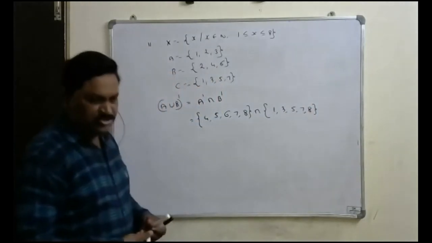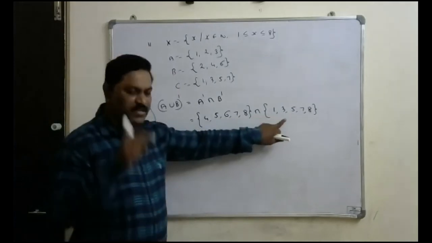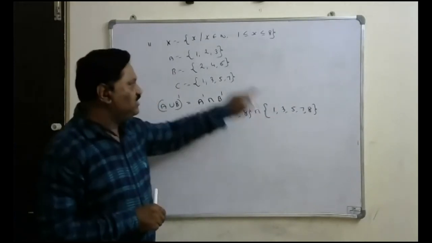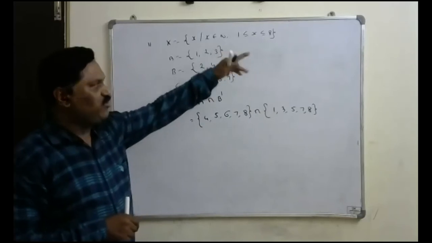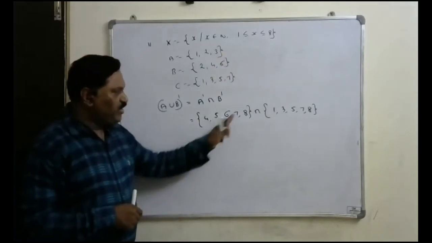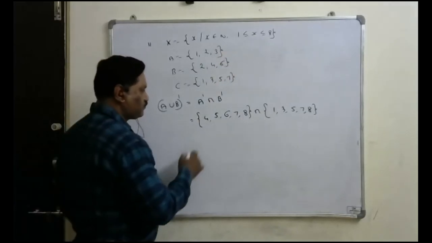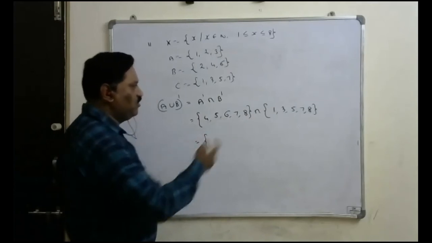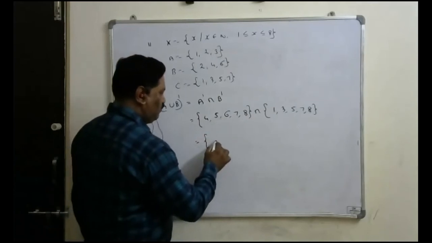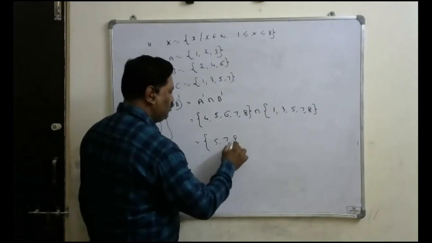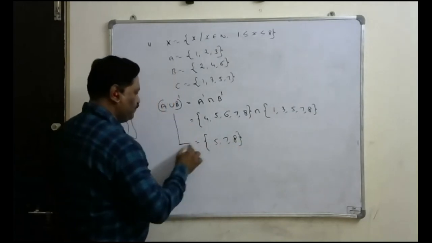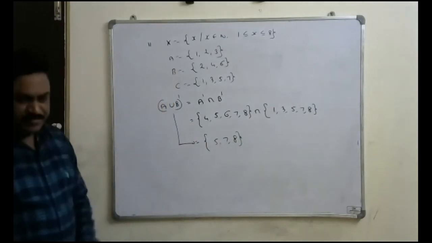B dash means the set of the elements available in the universal set but not in B. So remove 2, 4, 6 from 1 to 8. The remaining elements are 1, 3, 5, 7, 8. This is B dash. Now what are the common elements in the intersection of both? 5, 7, 8. This is the answer.